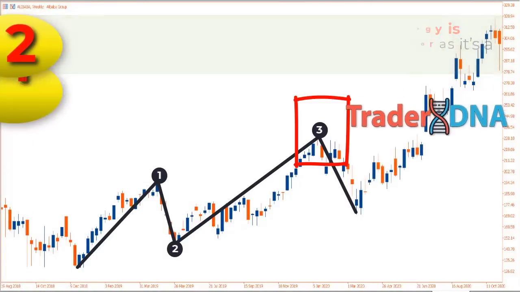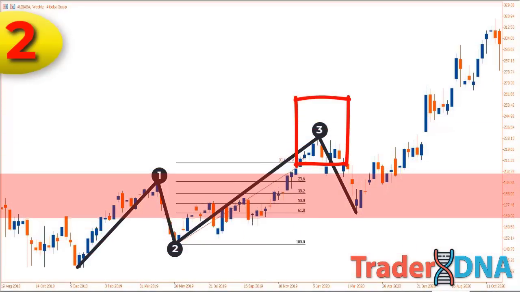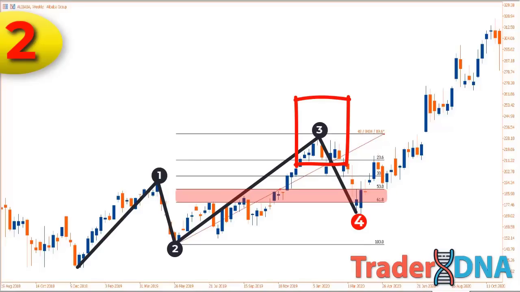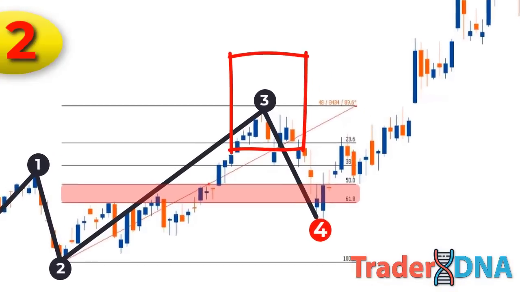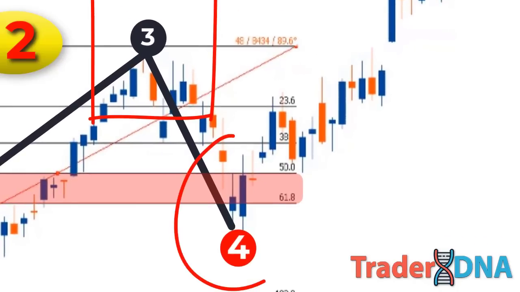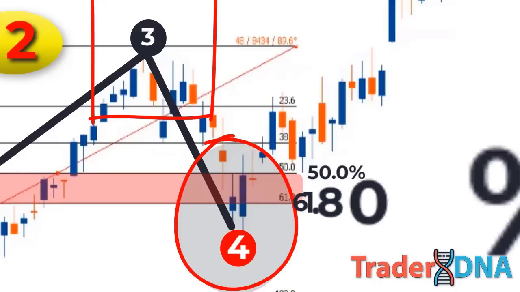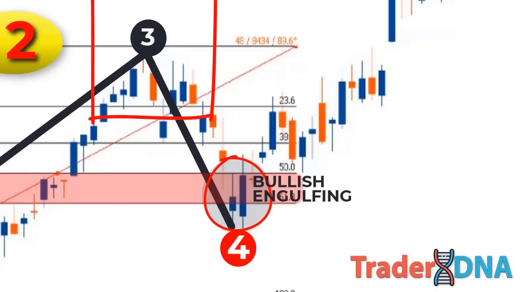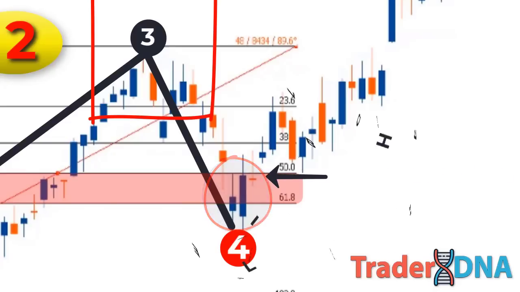Step number 2. Buy between 50% and 61.8% Fibonacci retracement of Wave 3. According to one of the main rules of Elliott Wave theory, ideally, Wave 4 should retrace between 50% and 61.8% of the Fibonacci retracement of Wave 3. To avoid missing out on potential movements, we set our entry point for Elliott Wave between 50% and 61.8% based on price action signals formed in that area. In many cases, bullish engulfing and bullish pin bar patterns often appear in this area. However, experience can help refine this entry point for better accuracy.